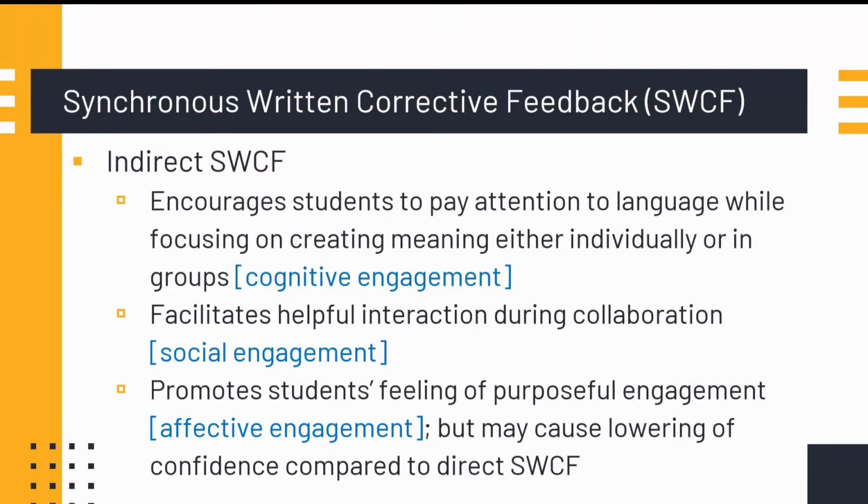So indirect synchronous written corrective feedback encourages students to pay attention to language while focusing on creating meaning, either individually or in groups. And it facilitates helpful interaction during collaboration. So when two students or more than two students perform tasks together, sometimes they might not pay attention to certain language, which is cognitive engagement, but by noting where the error occurs, they can facilitate more interaction. Okay, so that's related to social engagement. And it also promotes students' feeling of purposeful engagement.